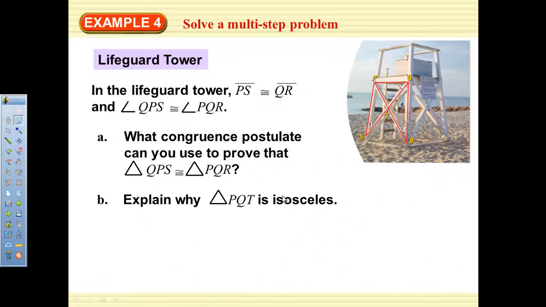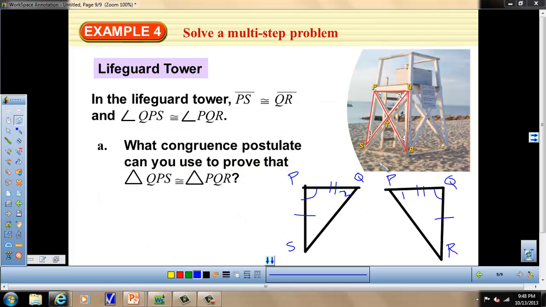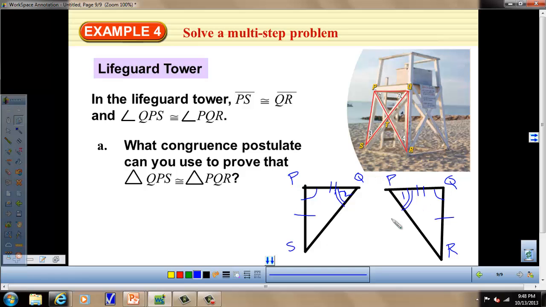The second part of this asks, explain why PQT is isosceles. Well, if we go back to the picture, we know that angle PQS right here, which is angle 2, and angle QPR, which is this angle right here, are congruent by CPCTC, which we learned in section 4.6. And if we go back up to the original picture, we can see that those two angles are here. So since those two angles are congruent, we know PT and QT are congruent, and triangle PQT is isosceles.